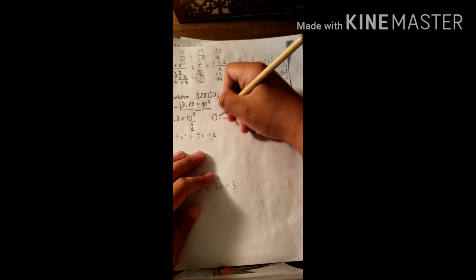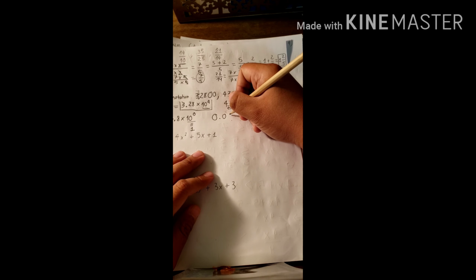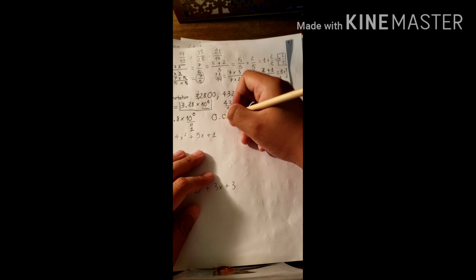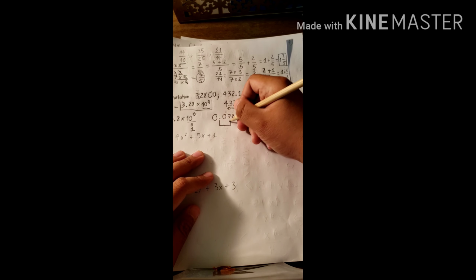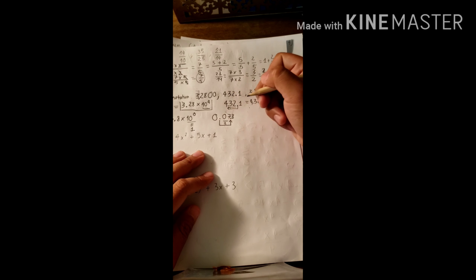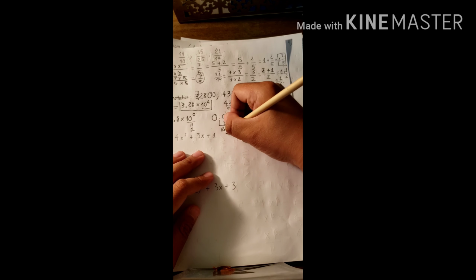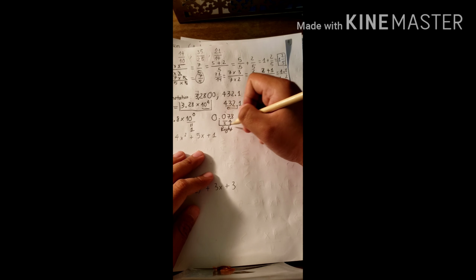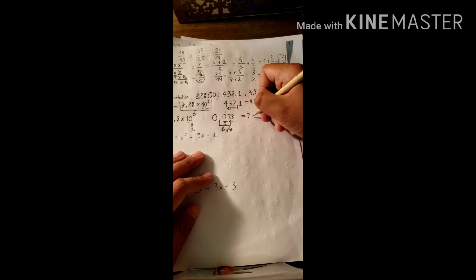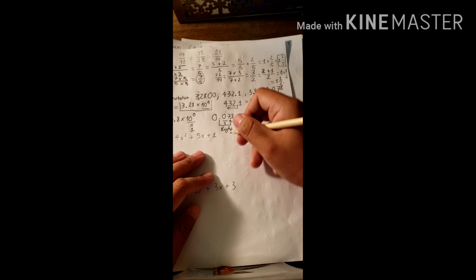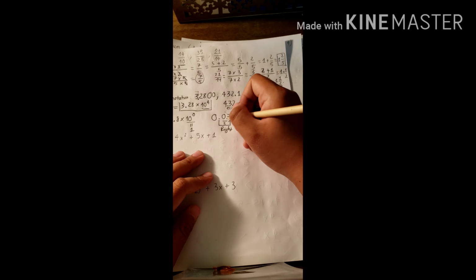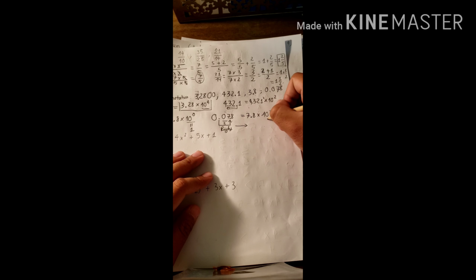The next one is 0.078. We know that we need to move the decimal to the right by 2 digits. To move it to the right, we need to use 10 power minus 2. Minus 2 is for moving from left to right, so that we need to put 10 power minus 2, so that we can get the scientific notation.